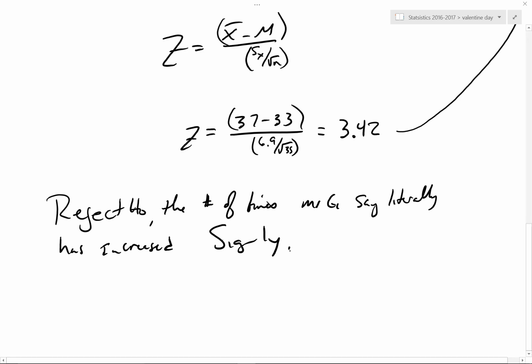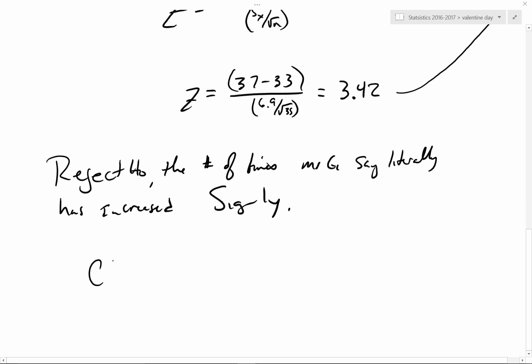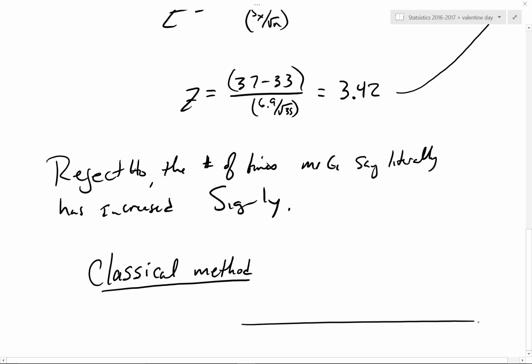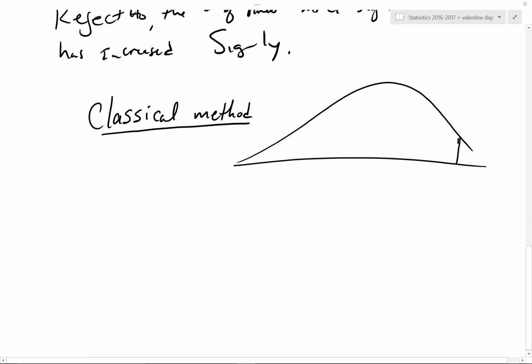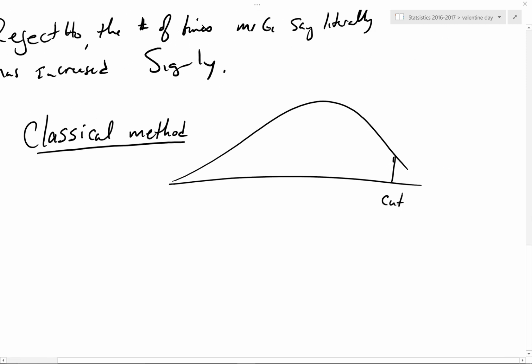Okay? Now, Miranda, what we just did here is what is referred to as the classical method. The classical method. And that is the idea that you're going to find a so-called cutoff score. Okay? And then you're going to find a z. So we did a z was 4.3 or whatever it was. We call this our test statistic.